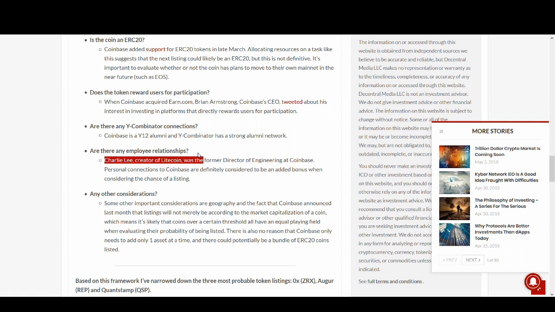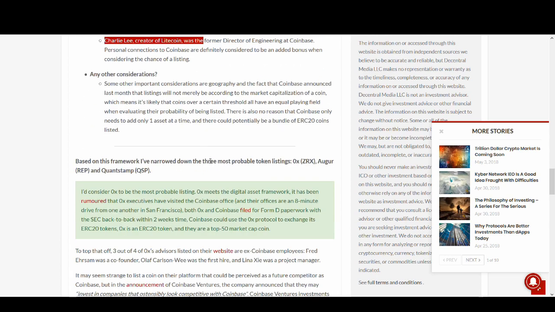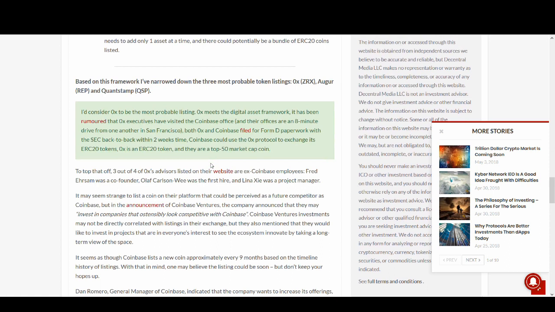They quoted a vision point of Coinbase and vice versa. So there are a lot of rumors and speculation going on. I don't want to talk too much about that, but there are a lot of rumors going around of 0x being added to Coinbase. So this analysis is quite good, and they reach the conclusion that 0x is the most probable listing.